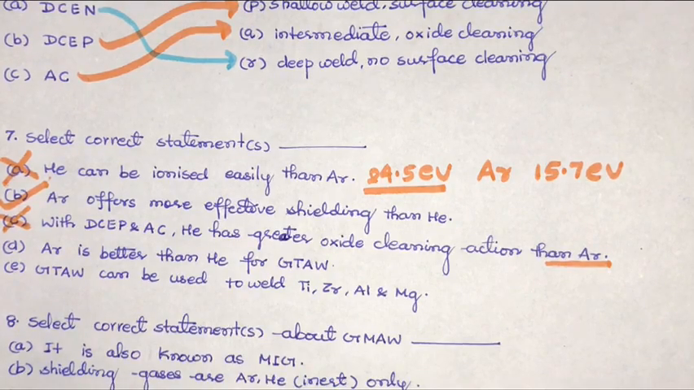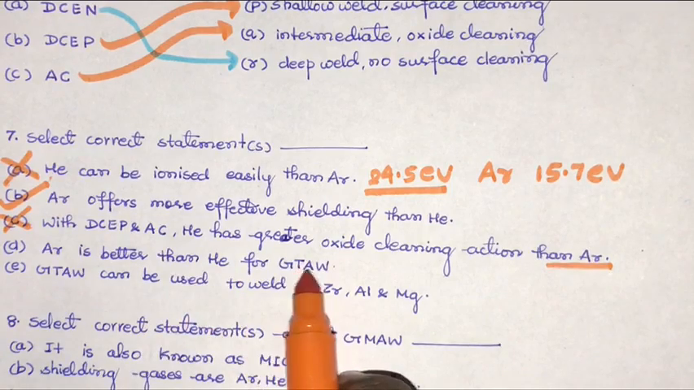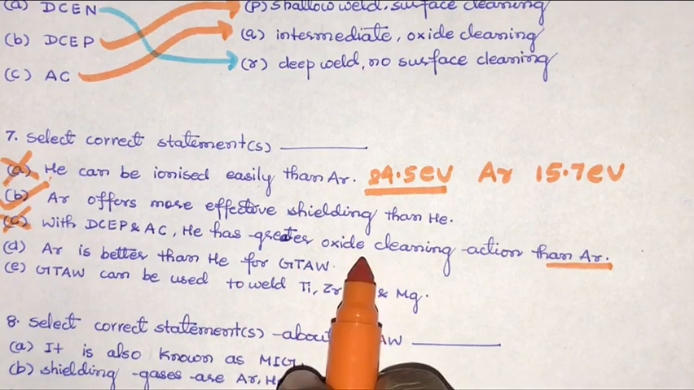Now, argon is better than helium for gas tungsten arc welding.